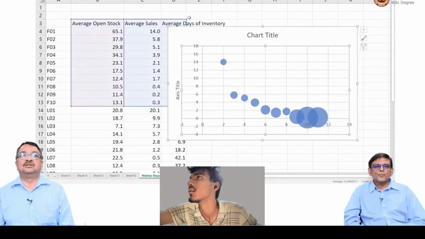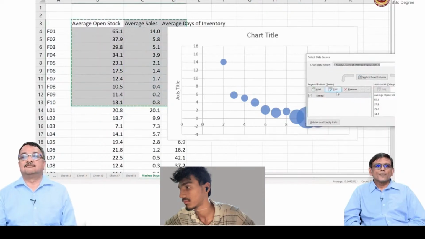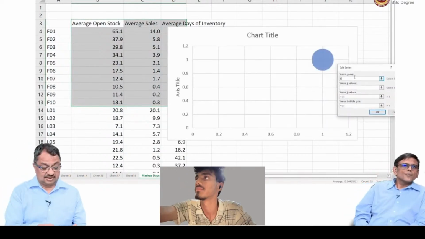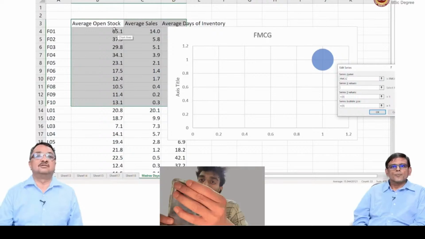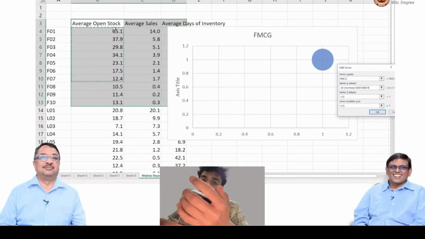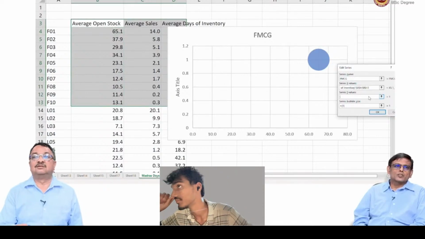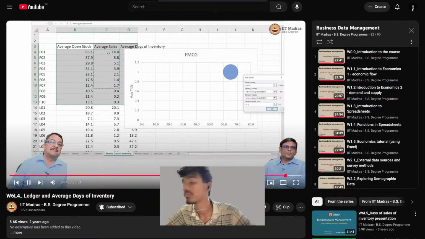Hold on, let me do one thing. Select data, add, FMCG. X values are from here. It's always better to do this, because you don't know what it's doing otherwise. Correct. X values are these. Y values are sales.